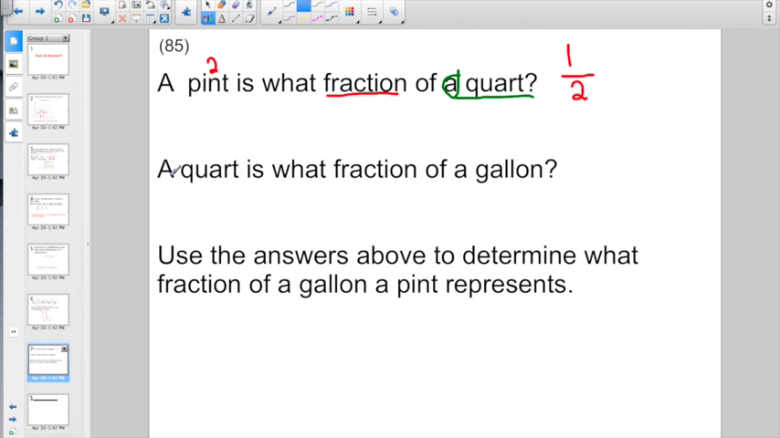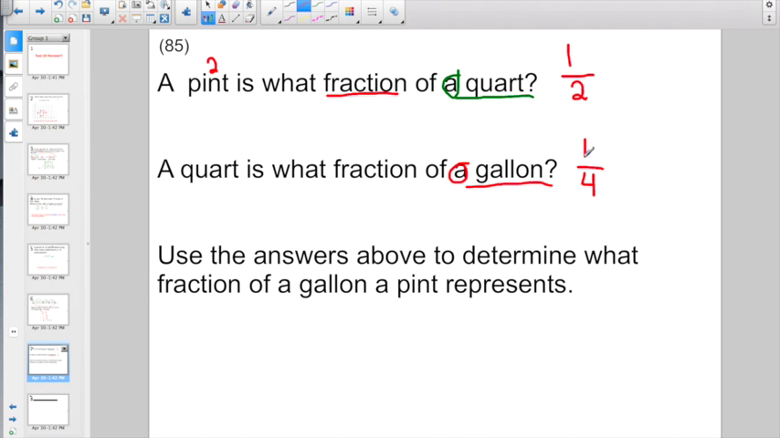Let's check it out here again. A quart is what fraction of a gallon? So that word quart, think like quarters. There are 4 total quarts in a gallon. Again, if you don't know that, you can go back because it tells you on lesson 85. So again, I'm talking about a gallon, right? So that would be 1/4.